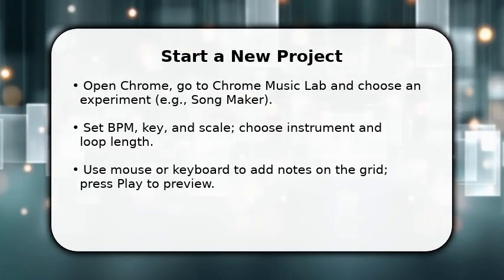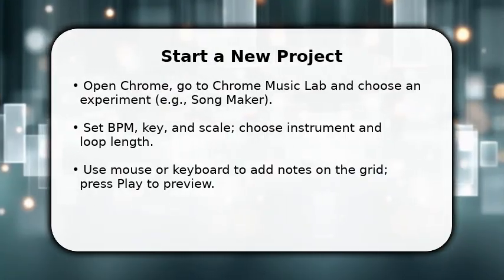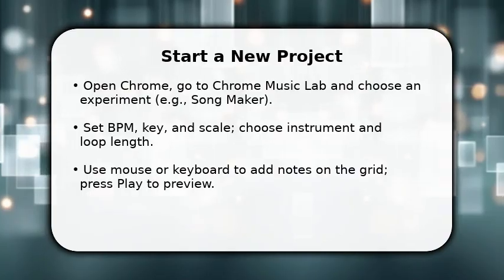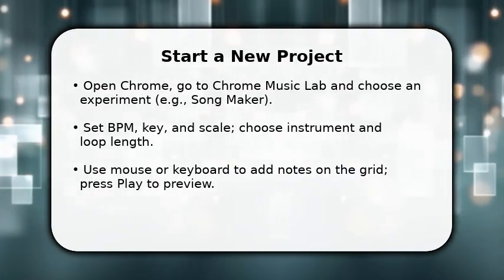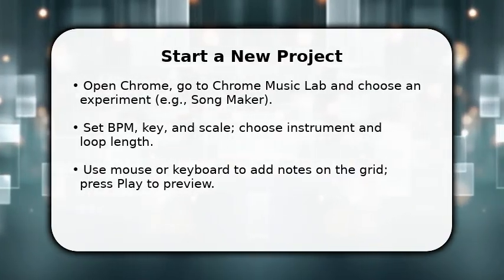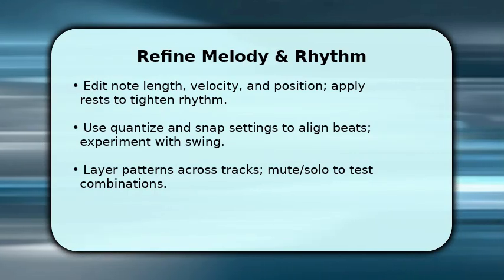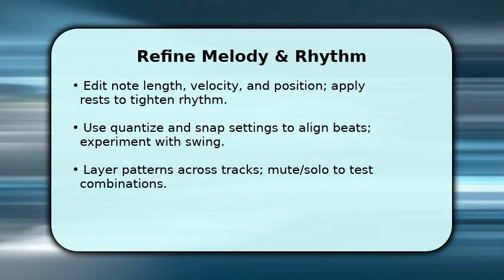You then place notes with your mouse or keyboard on the grid and press play to immediately hear results. This iterative listening guides your next edits and choices. Now you refine melody and rhythm by adjusting note length, velocity, and grid position to shape articulation and emphasis. This alters how notes feel and read in context.